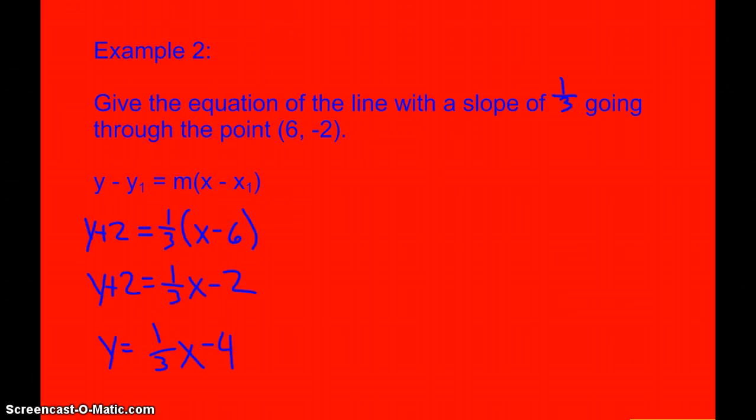Let's look at another example where you have a fraction for your slope. In this case, our fraction of 1/3 for a slope, and we're going through the point 6 comma -2. Nothing changes when you do fractions. We plug in our y value, we plug in our x value, and we plug in our slope. So if you look at the work here, we have y plus 2 equals 1/3 times x minus 6.